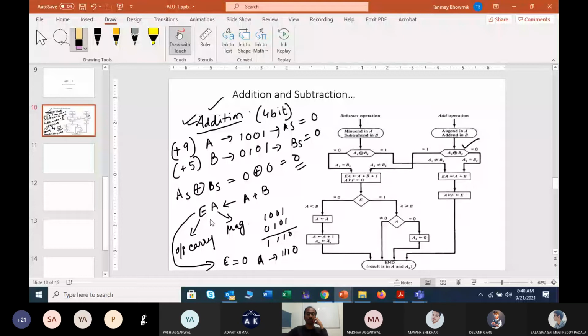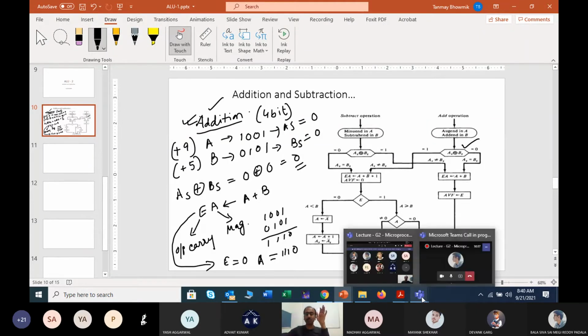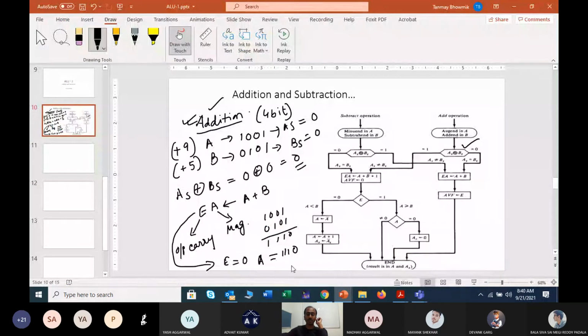Rather, I should write equals to. I have written this arrow. So these two you will get after this operation. That means according to the algorithm or the flowchart, you just need to follow, then what is the next step? You will just pass this E into AVF. So what was your E? It was 0. So the same 0 you will pass into AVF.